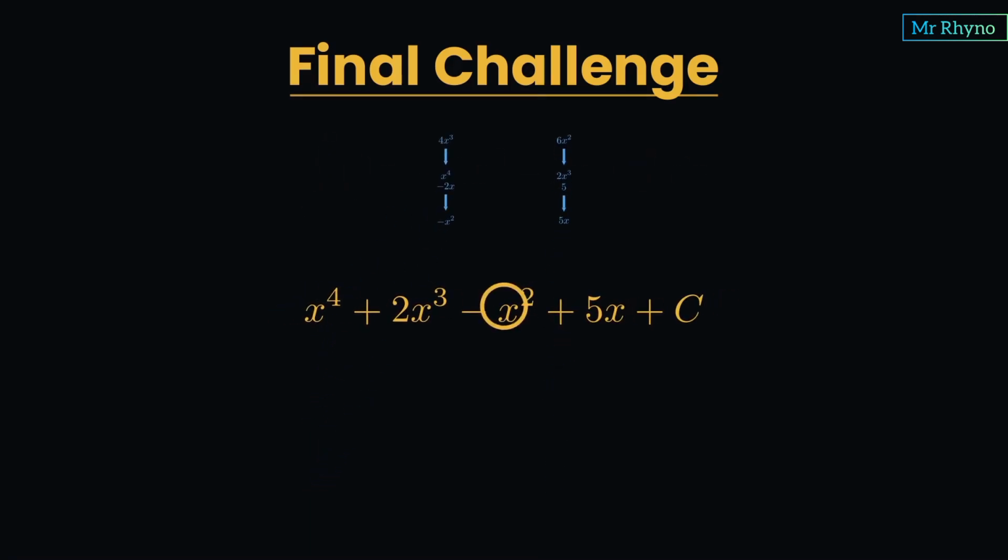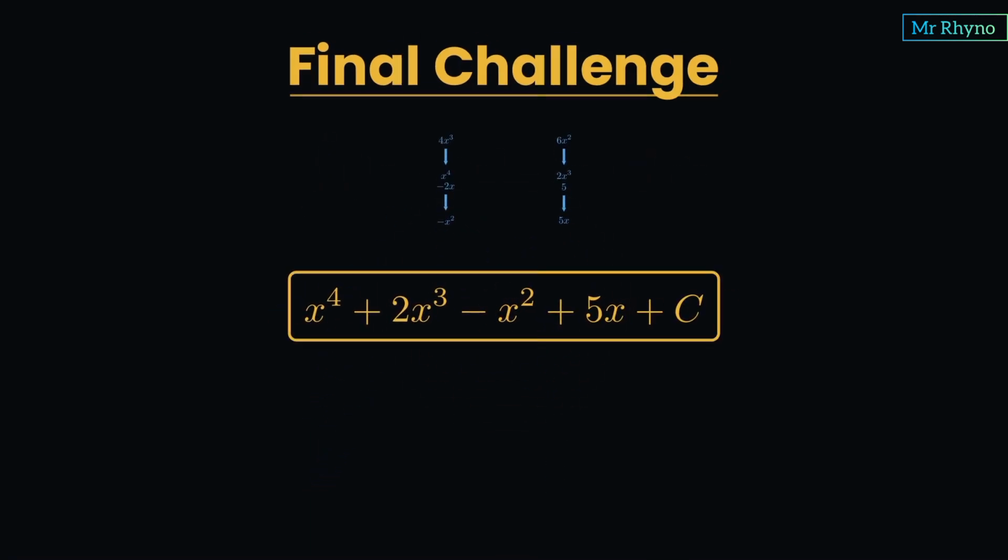Therefore, x to the fourth plus 2x cubed minus x squared plus 5x plus c. Now differentiate it. 4x cubed plus 6x squared minus 2x plus 5. It matches. That's integration.